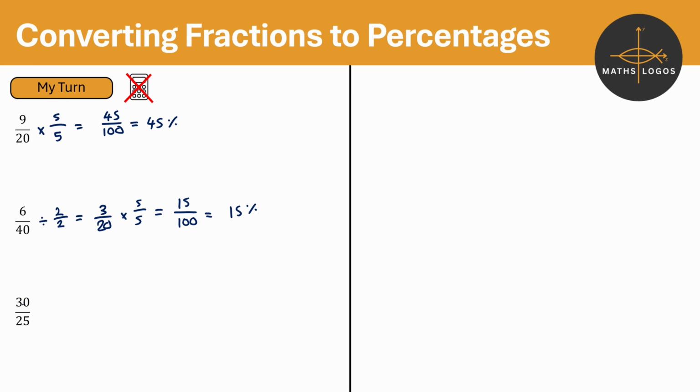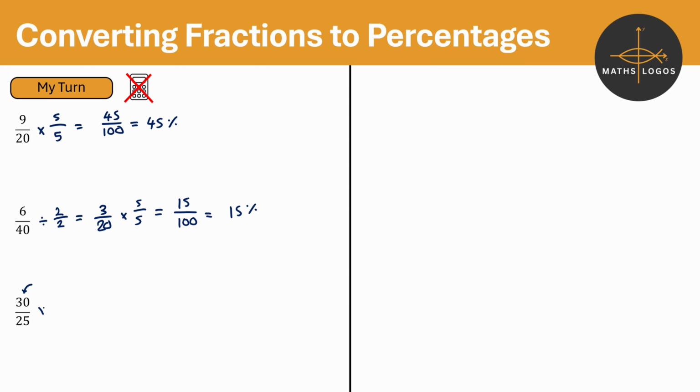So in the next example, I've got a fraction that's greater than 1. The reason for that is that the numerator is greater than the denominator. And what that means is my overall answer is going to be greater than 100%. I need to know that that is possible. And of course, I need to expect it when I've got a fraction like this one.